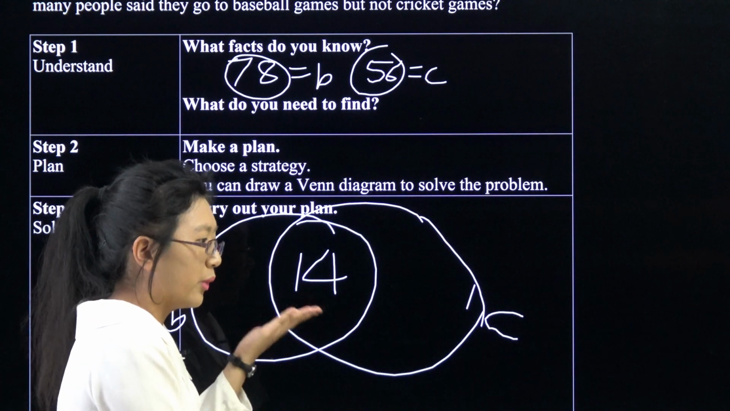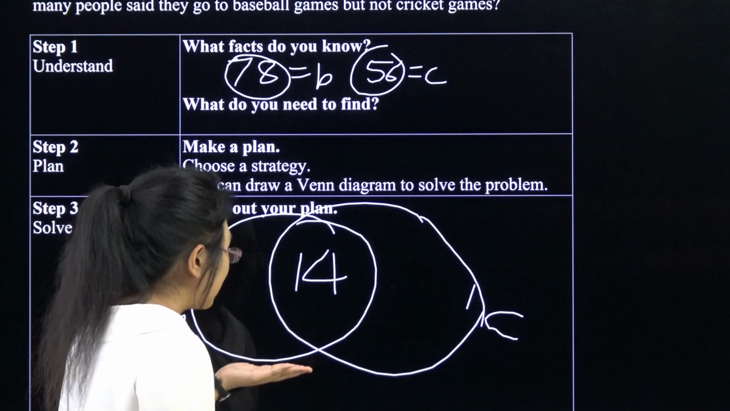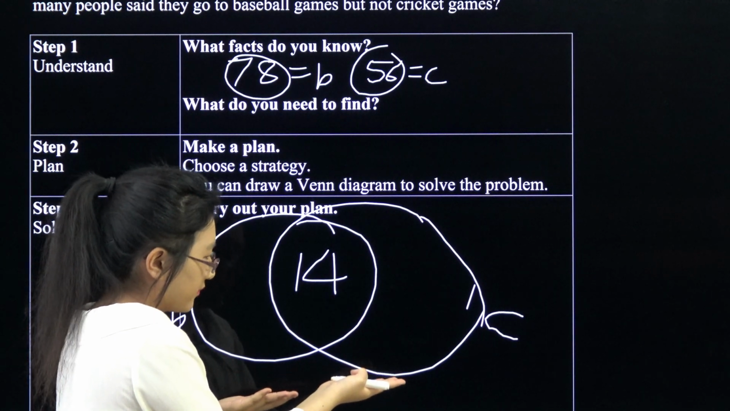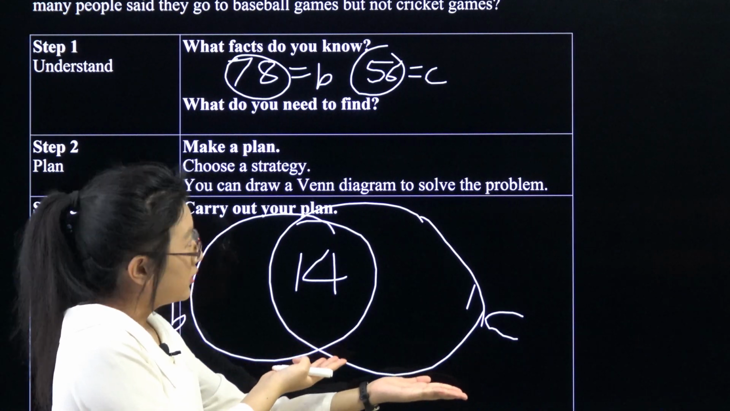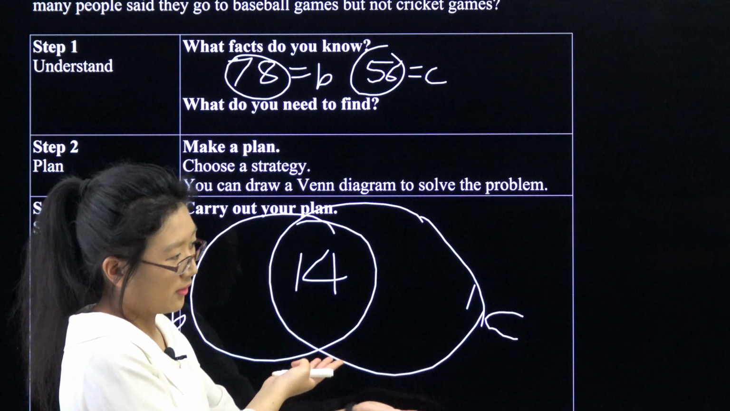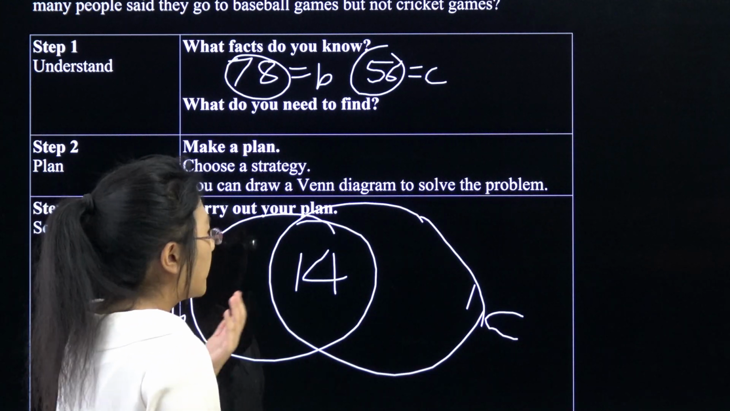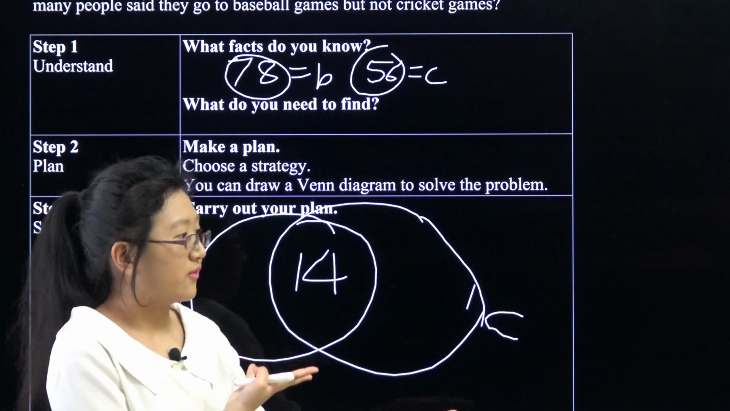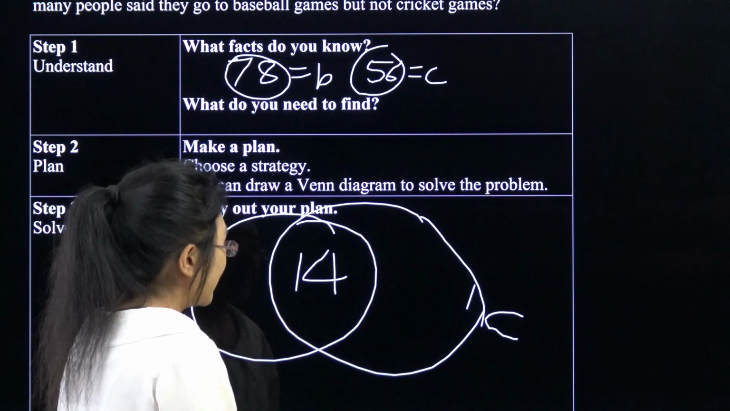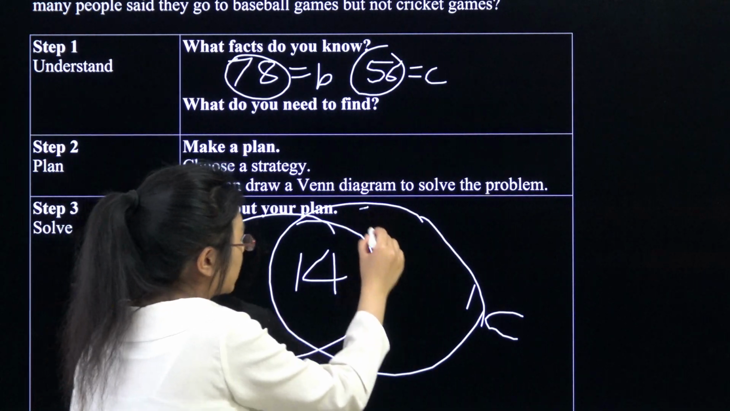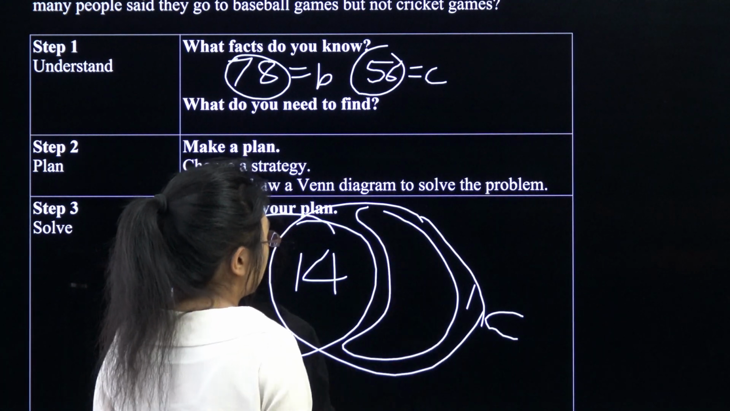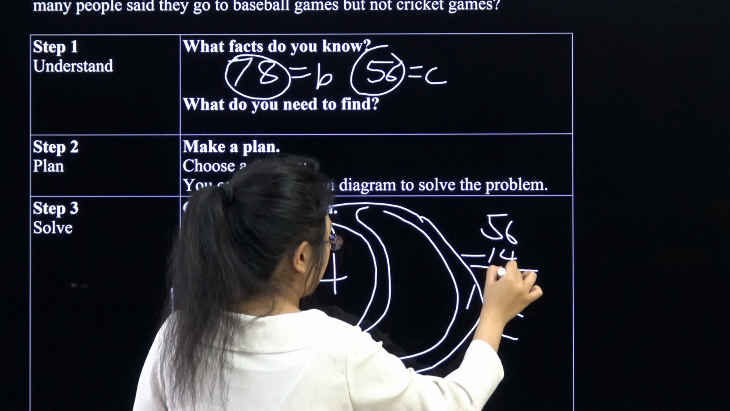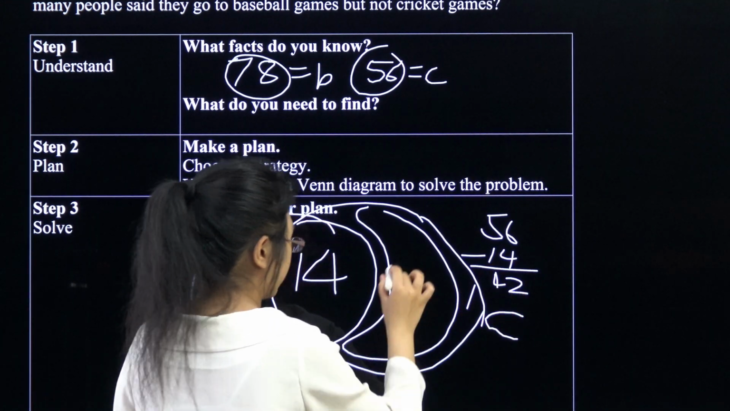People that go to only cricket games plus people that go to cricket and baseball games equals total number of people that go to cricket games, or 56. So people that only go to cricket games plus 14 equals 56. Which means that this region is equal to 56 minus 14, which is, well, 42.